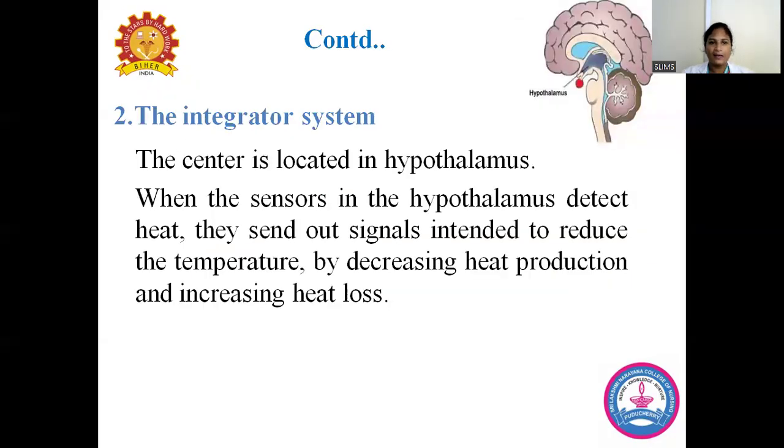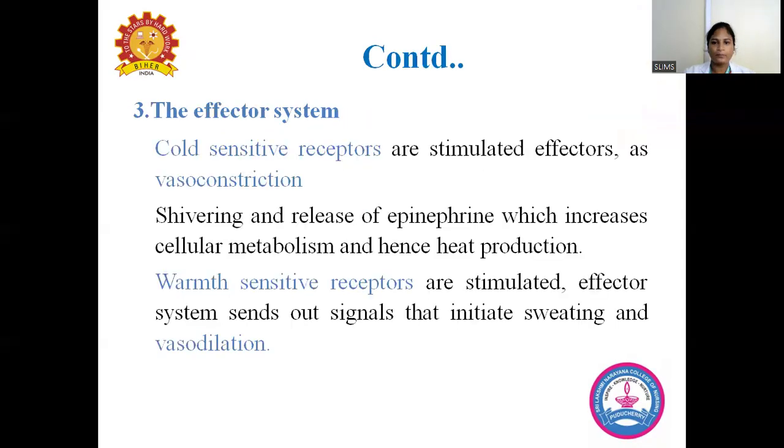The integrator system, the center, is located in the hypothalamus. When the sensors in the hypothalamus detect heat, they send out signals intended to reduce the temperature by decreasing heat production and increasing heat loss. So the hypothalamus is the regulating system of the body, which regulates body temperature by receiving signals.